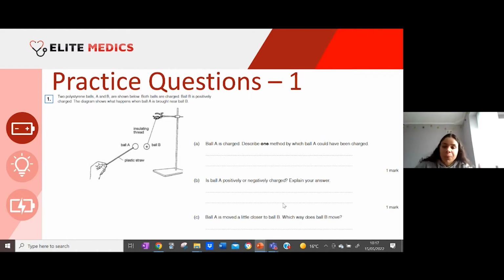If you want to prepare for all three, I don't know how my answers are going to come up, so I don't want to reveal the answers too early. First question, describe a method by which ball A could have been charged. Part B, is ball A positively or negatively charged? Explain your answer.